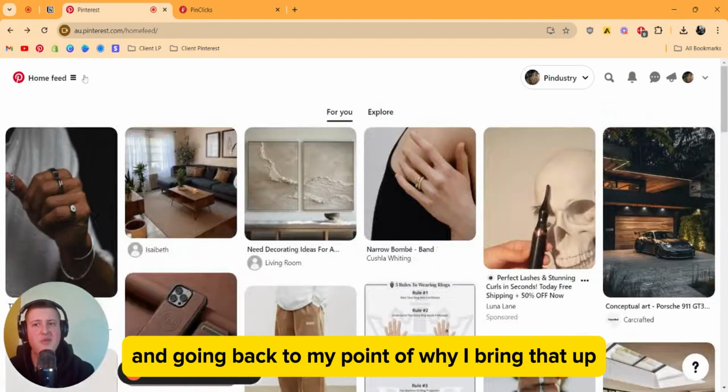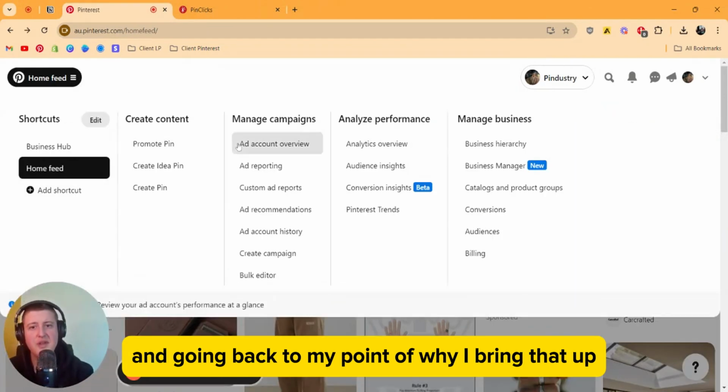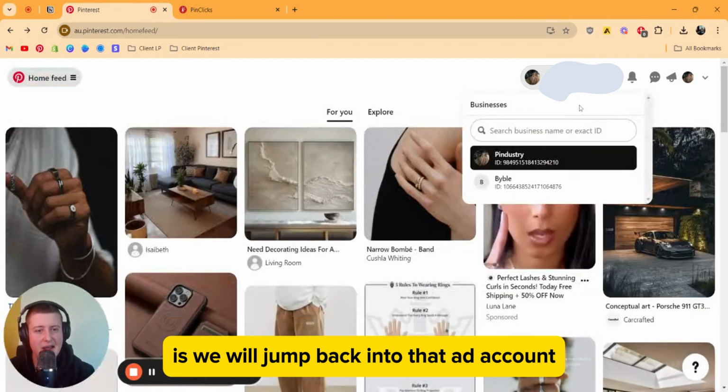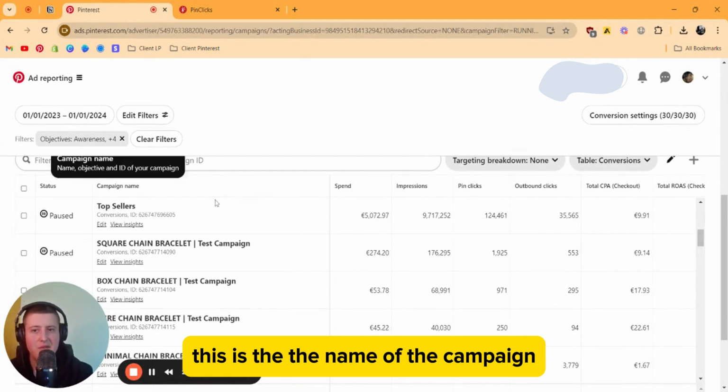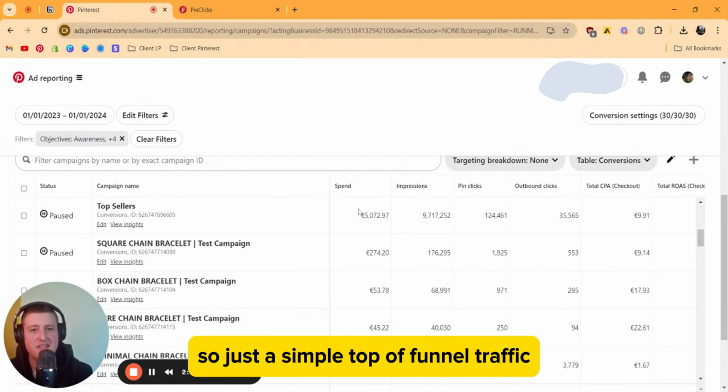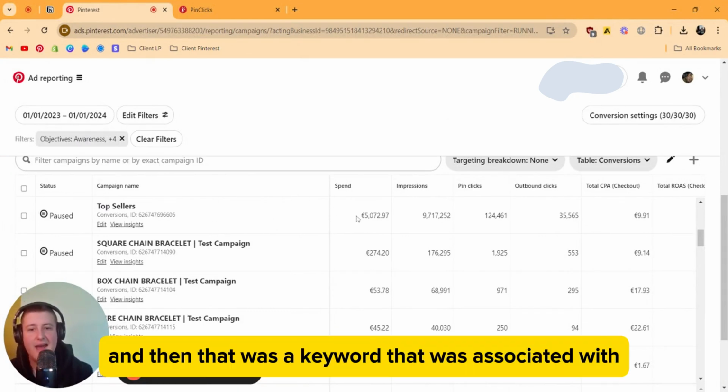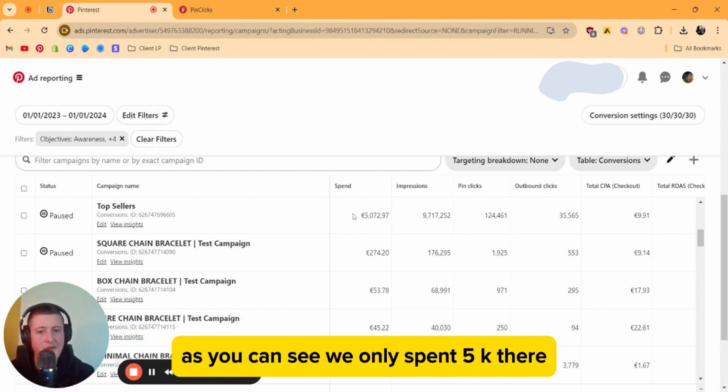And going back to my point of why I bring that up, we will jump back into that ad account. And what we see here is that the name of the campaign was top sellers. So just a simple top of funnel traffic. And then that was a keyword that was associated with it. As you can see, we only spent 5K there.